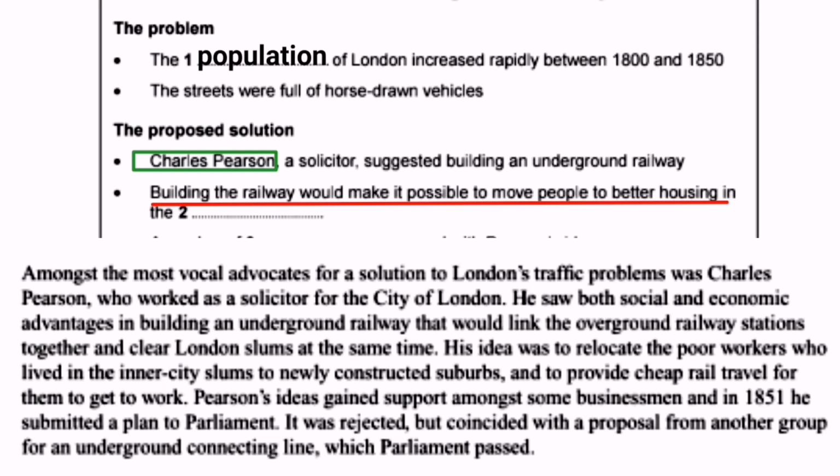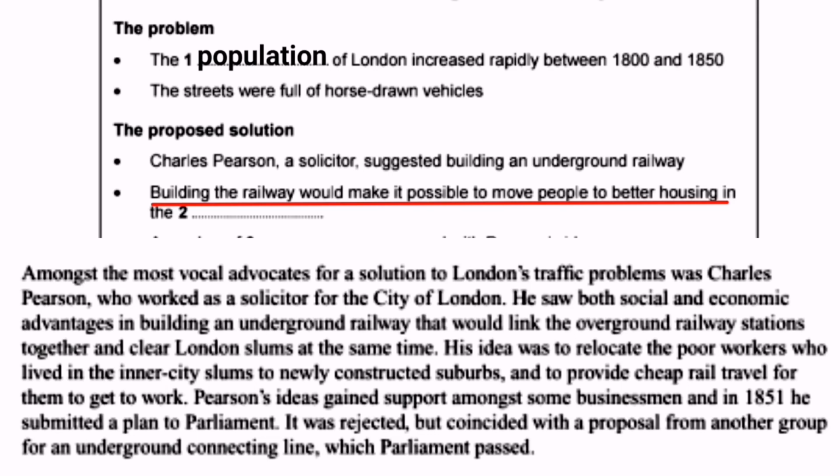Building the railway would make it possible to move people to better housing in the question number 2 blank. Before the blank, the article the is written, so our answer may be a proper noun. And secondly, our answer is a place. Because in the question we have read that building the railway would make it possible. It means that if we build the railway, it would become possible.